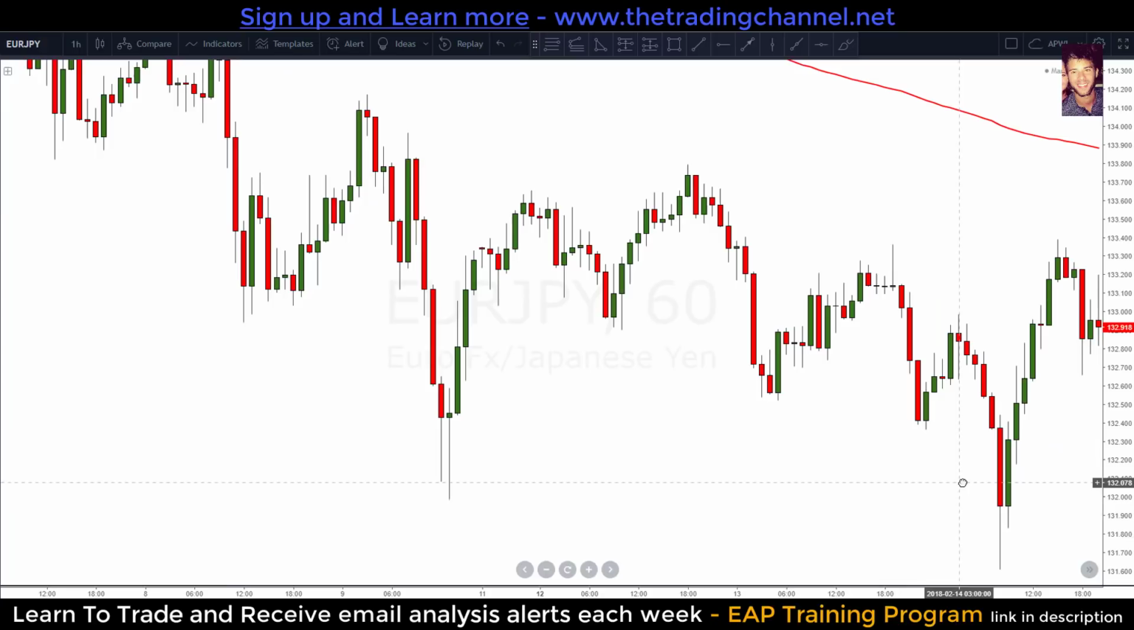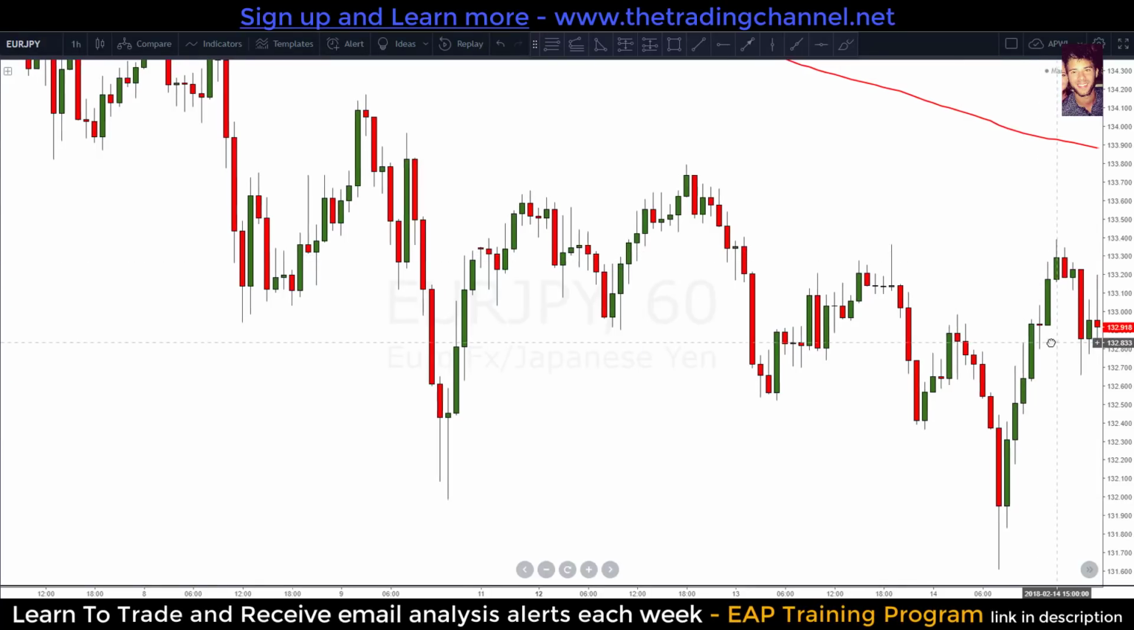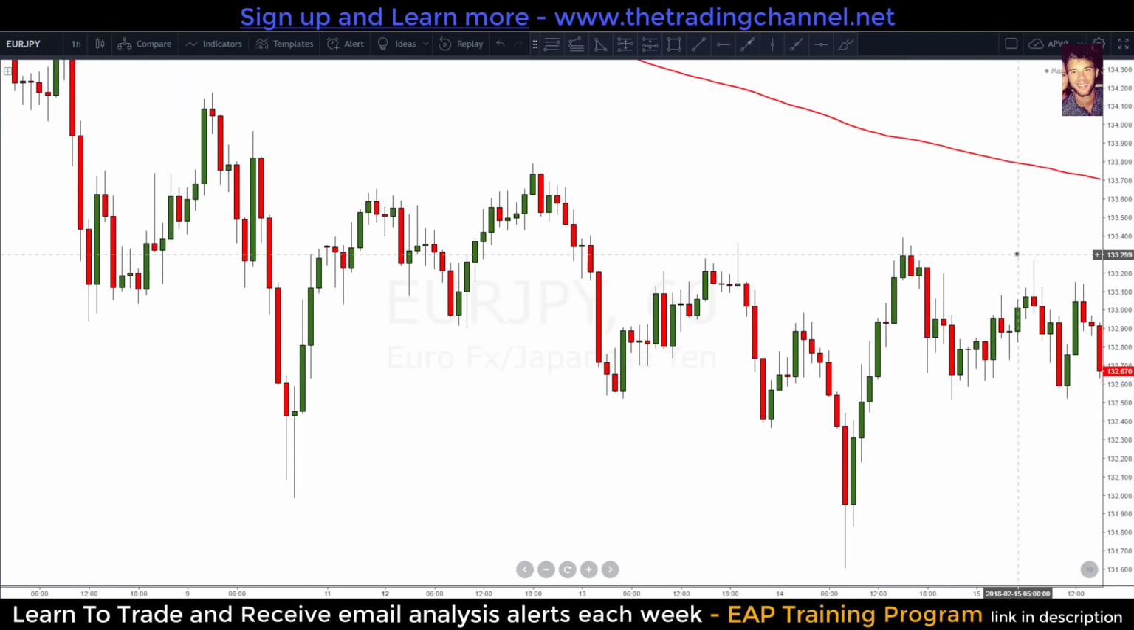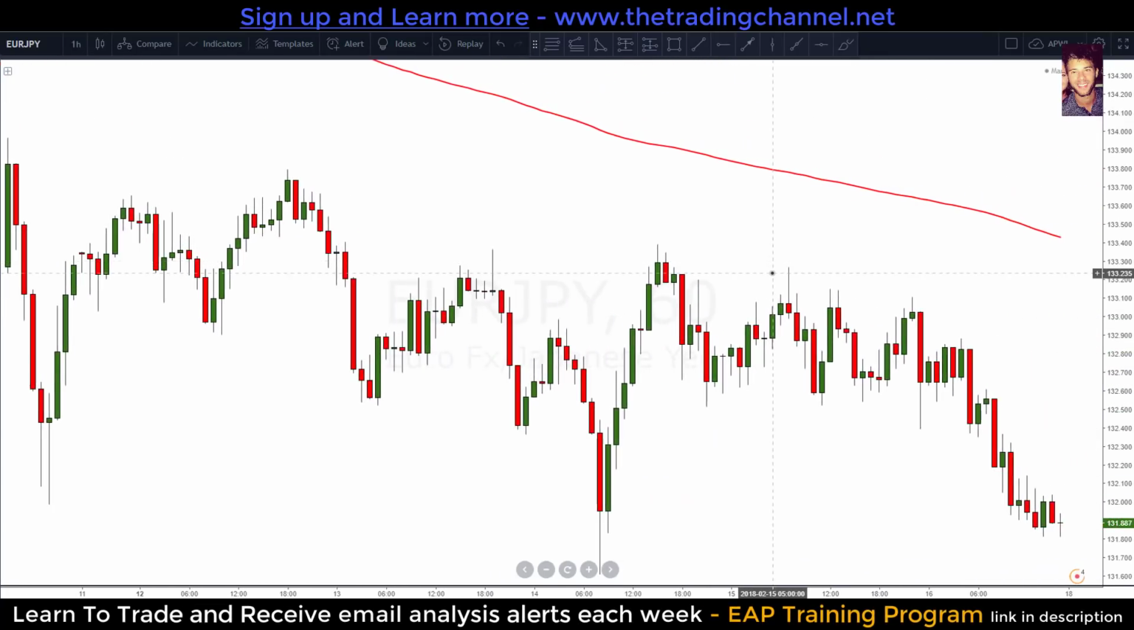Now continuing to look for a double top scenario. We have one top here. Let's see if we get a retest of that top. No, we did not. And now we're here at current price action.